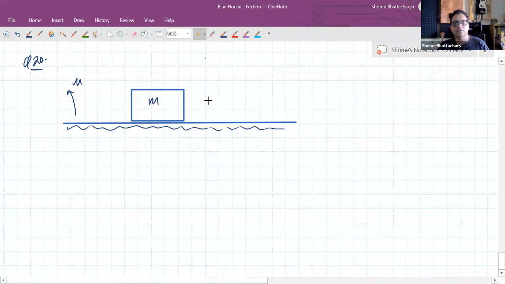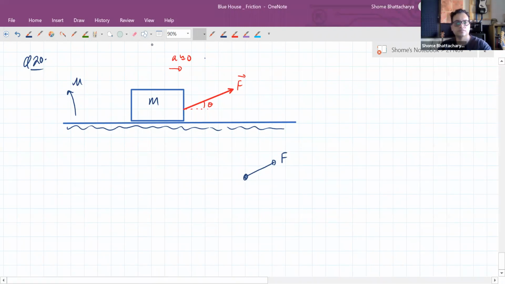So you just assume that we are applying some force at some angle theta to the horizontal. And this just about starts to move, so its acceleration is tending to zero. Now we look at the free body diagram. We have this force, we have the vertical normal reaction, we'll have vertically downwards weight, and since it's just started to move, we'll have kinetic friction.